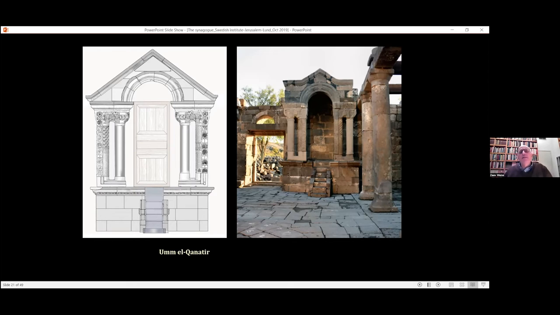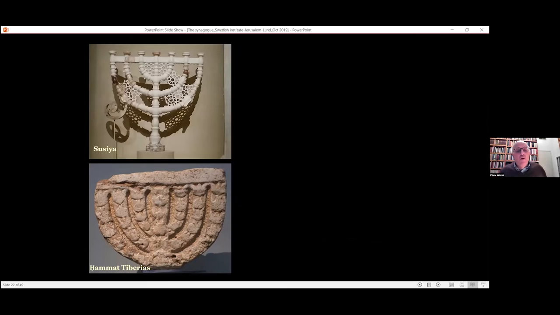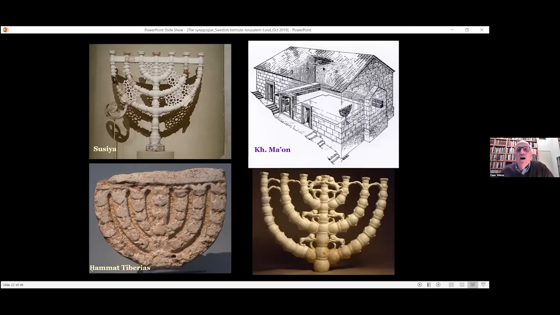Another element that was found in more than several synagogues, both in Judea and Galilee, are the seven branch menorahs, those candelabra, imitating the menorah that was in the temple. Those menorahs were made either of limestone, like the one from Hamat Tiberias, or of marble, from Susia, and other examples from other sites. It is well accepted that those menorahs stood probably next to the Torah Ark, like the one from Maon in Judea, and the reconstruction, when looking from outside into the building, we see the Ark, the built Ark, and the menorah standing next to it.